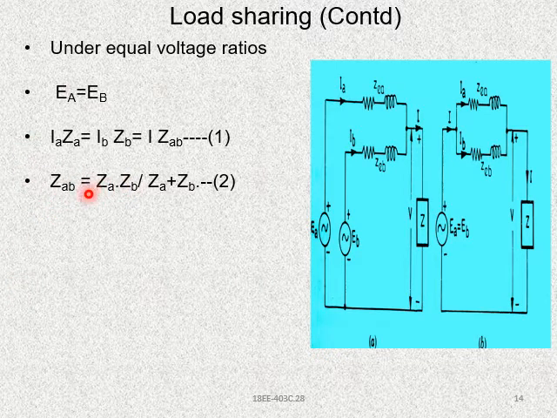ZAB is equal to ZA into ZB by ZA plus ZB. ZAB is nothing but, when these two are in parallel, ZA ZB by ZA plus ZB. Consider this as equation 2.